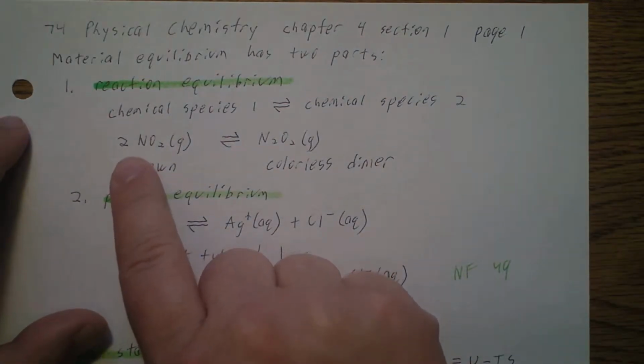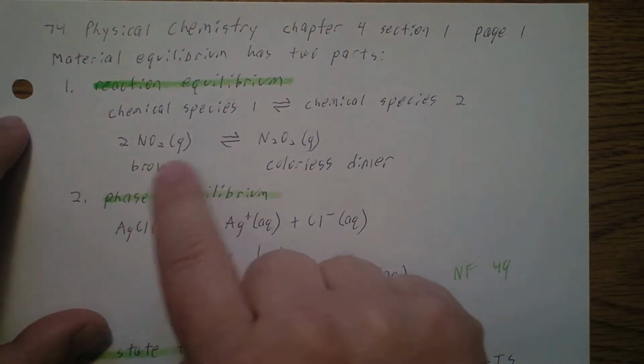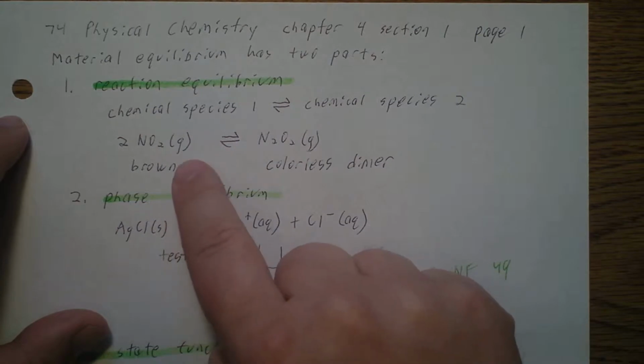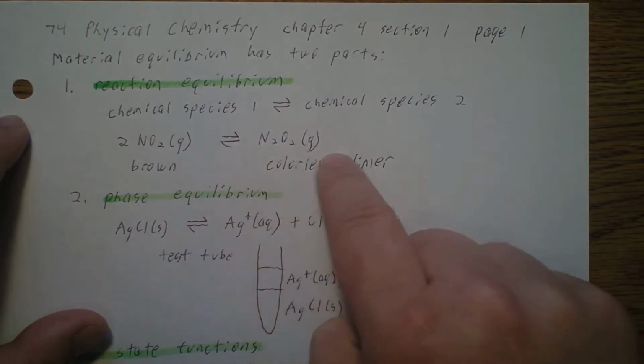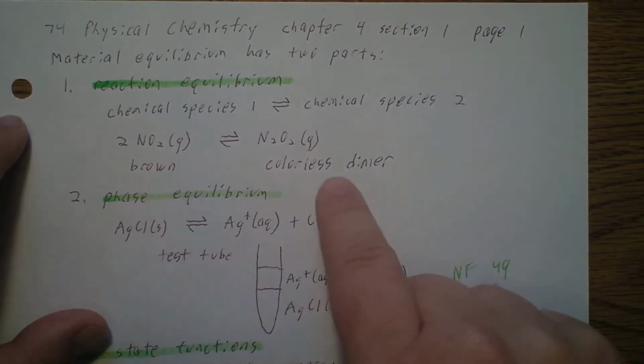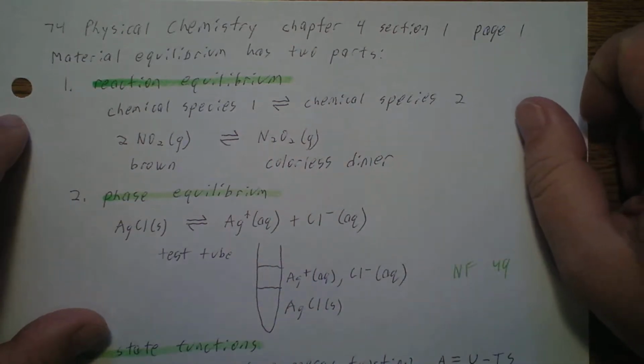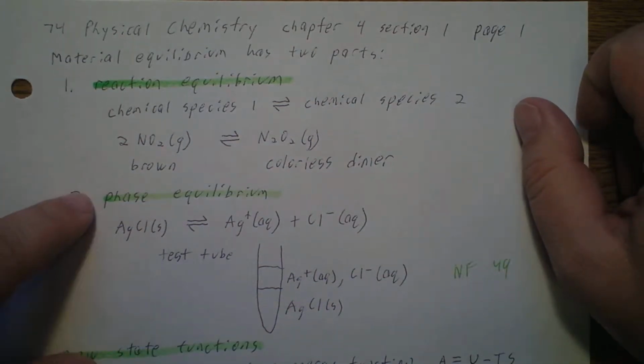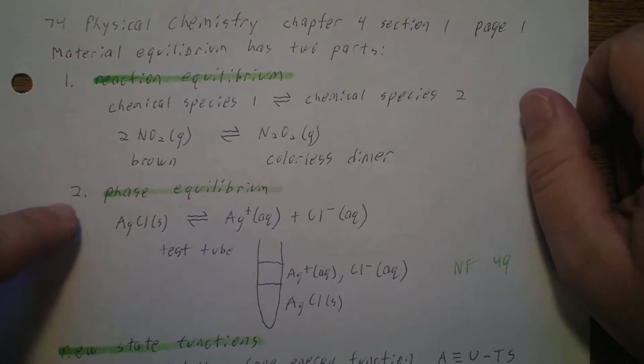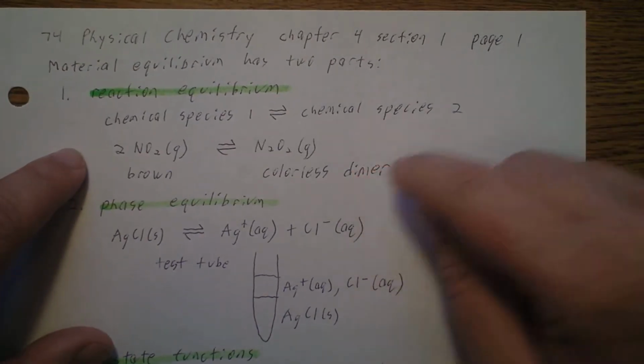An example would be 2NO2 gas, which looks brown, in equilibrium with N2O4 gas, which is a dimer of this stuff and is colorless. That's an example of reaction equilibrium.